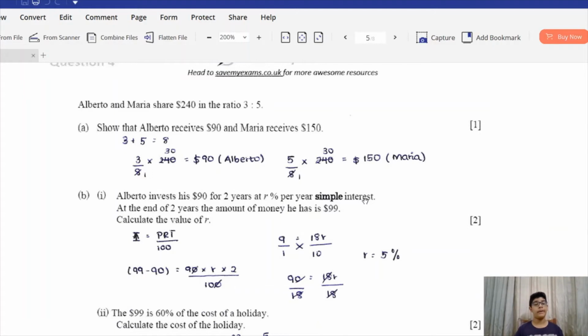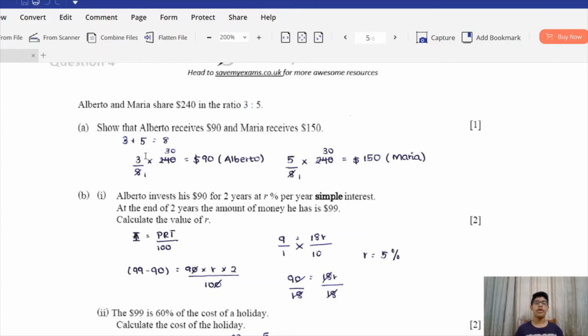Okay, so question 4. Alberto and Maria share $240 in the ratio 3 to 5. Part A, show that Alberto receives $90 and Maria receives $150. So again, we're just going to add the ratios together. So we're going to take 3 plus 5. So 3 plus 5 is 8. So $240 can be expressed as a fraction of 8. So they want us to show that Alberto receives $90 and Maria receives $150. So Alberto receives 3 over 8.